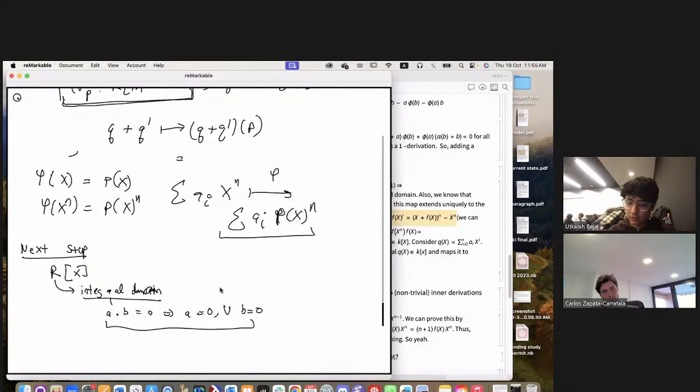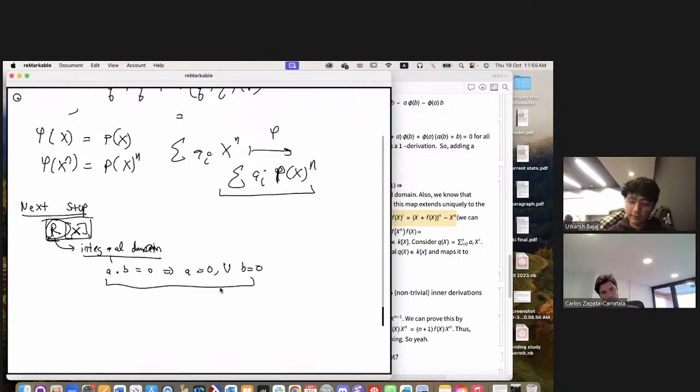The next step would be to show what the set of all derivations is here, where R is a ring, or an integral domain, and you have R[x], given that you know all the weighted derivations in R. That's the next step. And if I can show this, then this case will be trivial to answer.